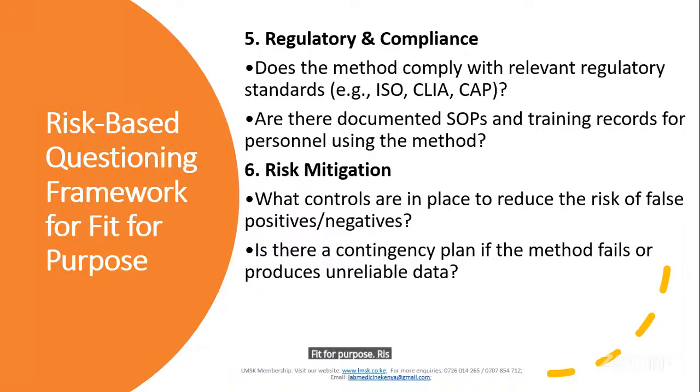Risk mitigation. What controls are in place to reduce the risk of false positive or negatives? What controls in rapid kits are in place to ensure that the risk for false positive and negatives is reduced? Is there a contingency plan if the method fails or produces unreliable data? Very important questions that we must ask ourselves.